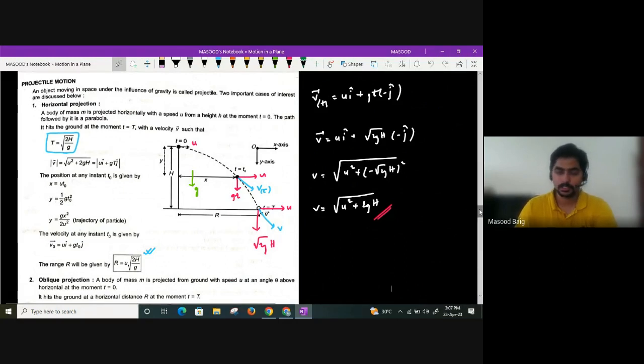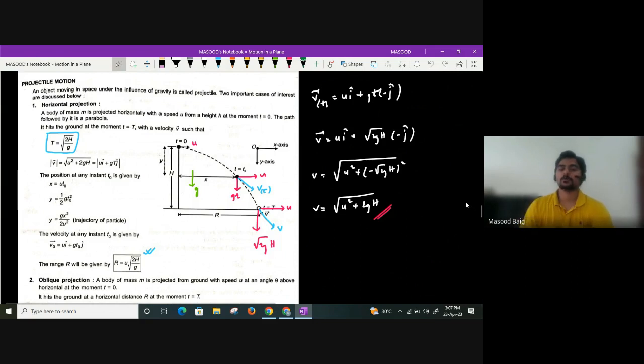So we have seen horizontal projection from a certain height, when an object is projected horizontally. Such a type of motion is a horizontal projection. Whether you take horizontal projection, vertical projection, or oblique projection, every object moving under the influence of gravity in space or in a plane will be considered a projectile, and the motion associated with such particles is called projectile motion. We have discussed the time of flight in horizontal projection, the range, the speed at any instant, and the speed with which it is going to hit the ground. So these points we have discussed.